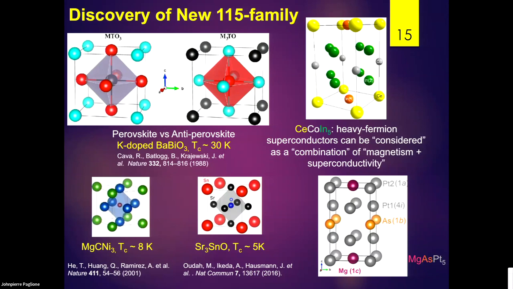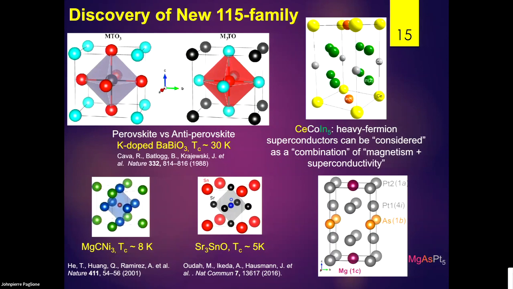And then later people find out that the anti-perovskite structure also shows some superconductivity. For example, MgCNi3. You can see it has like 60% of nickel in the system. The blue atom is the nickel and the green is the magnesium and inside it is the carbon. So this is completely opposite, right? So we call it anti-perovskite structure. And Sr3SnO, this is also anti-perovskite structure. And both of them are superconductors.